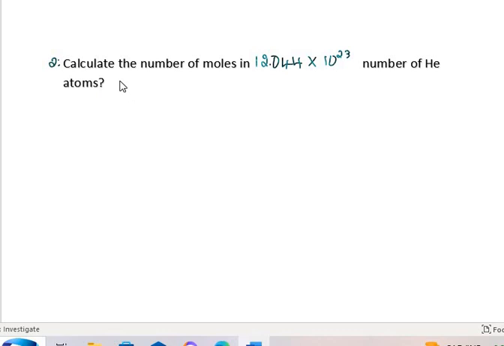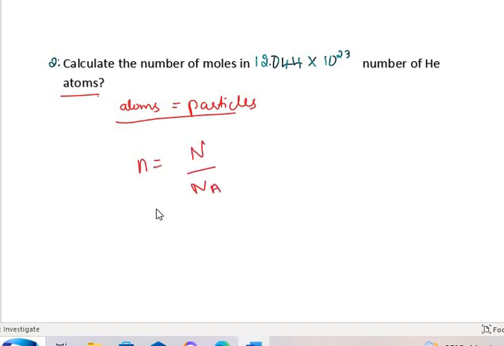The second question is, we need to calculate the number of moles in 12.044 × 10^23 helium atoms. Helium atoms are the same as particles, right? In terms of atoms or particles, I have given you one formula: number of moles is equal to number of particles divided by Avogadro number. So how do you calculate the number of moles? n is equal to the given number of particles or atoms.